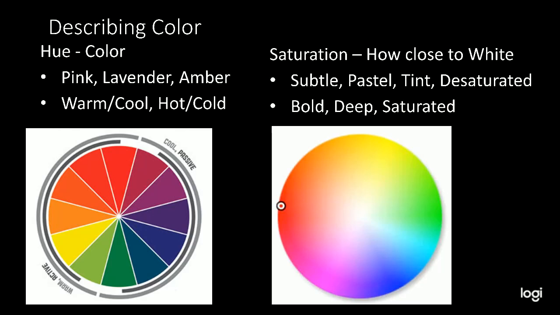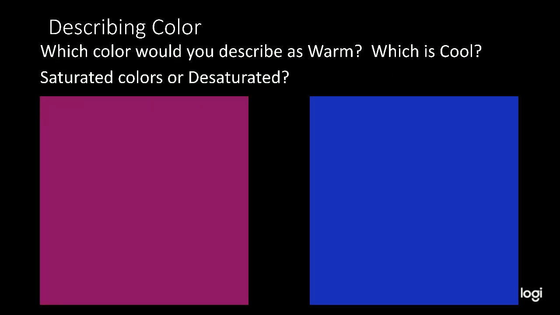So let's look at a few samples, right? Which color would you describe as warm and which is cool? Well, I will say that many of you might describe this deep pink or magenta as a warm tone, and the blue would be the cool tone. These colors are fairly saturated. They are deep. They live to the outside of the color wheel, right?